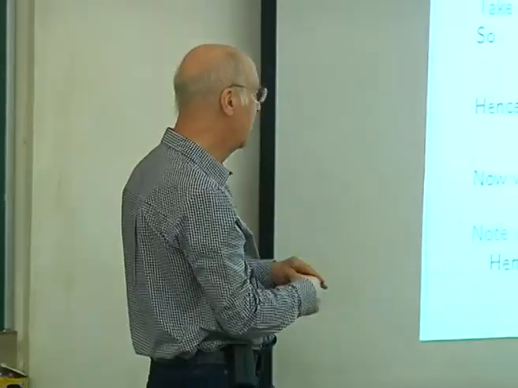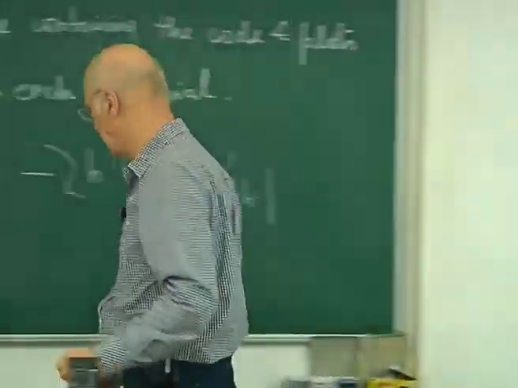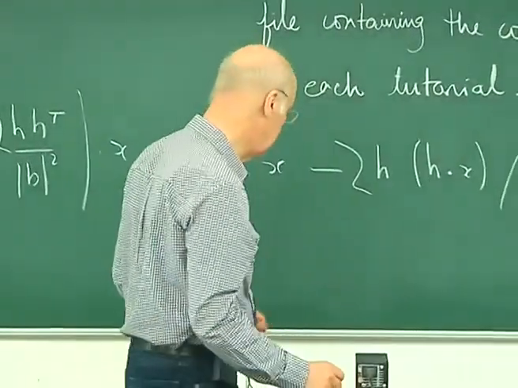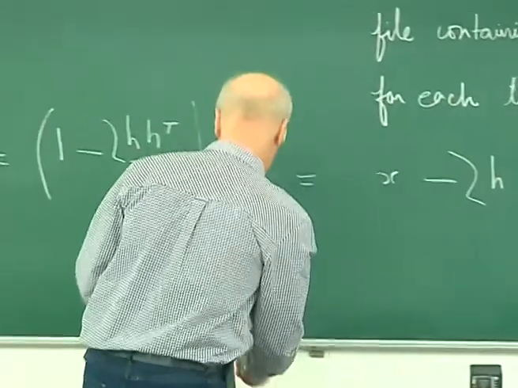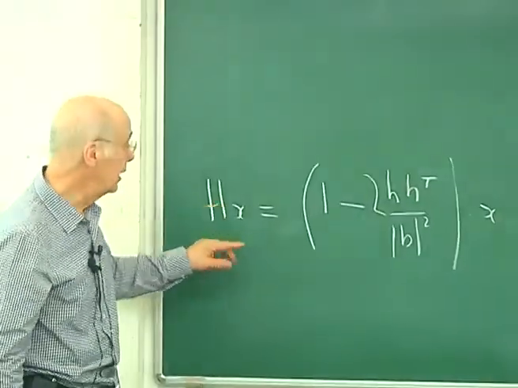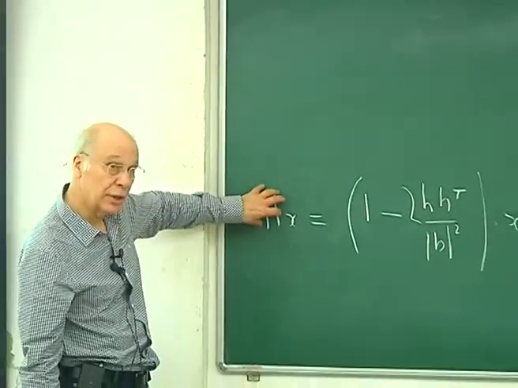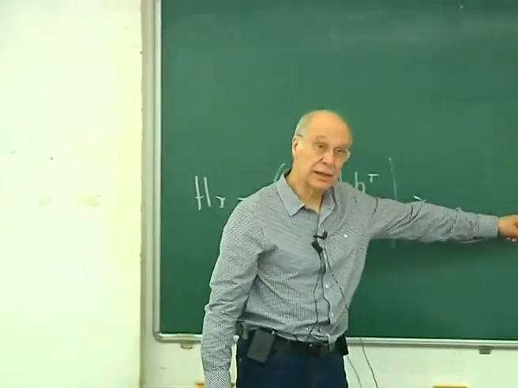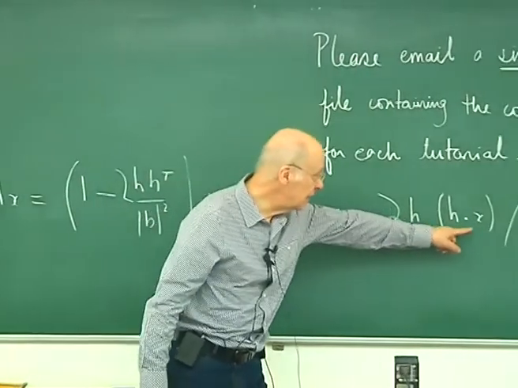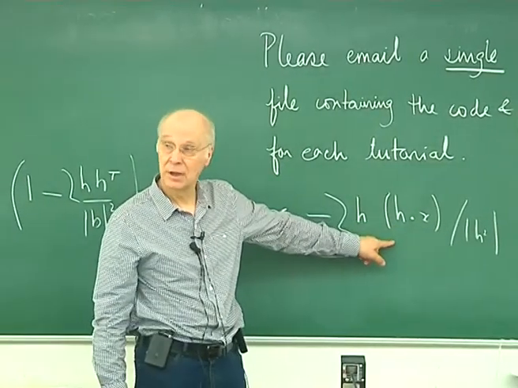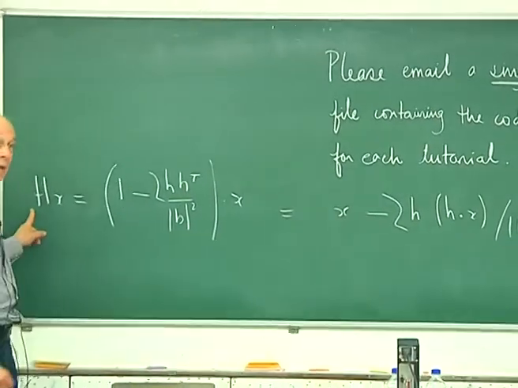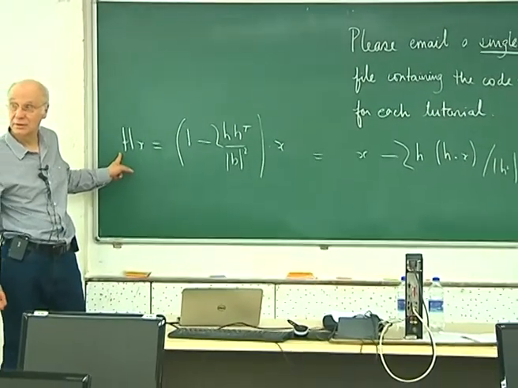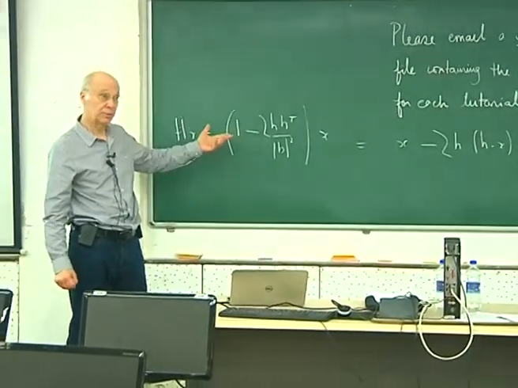A very important advantage of this method is that whenever you want to form Hx, this is not an n by n matrix operating on x. It is exactly that expression. So this is n calculations rather than n squared calculations. So reflections are cheap to evaluate.